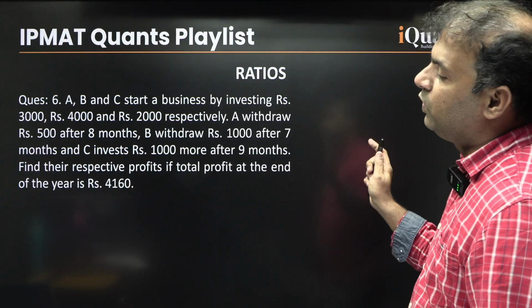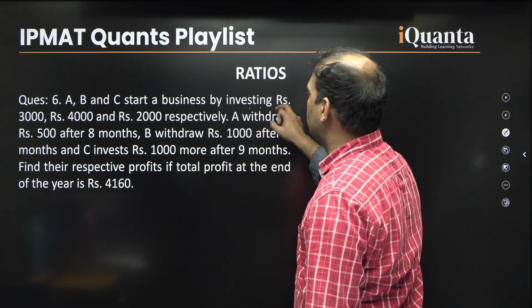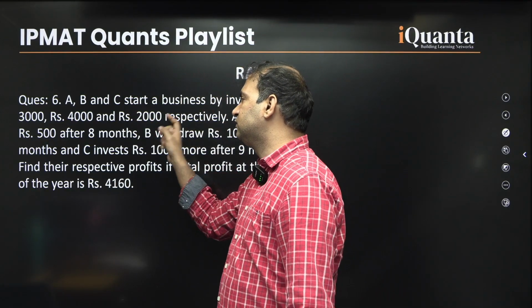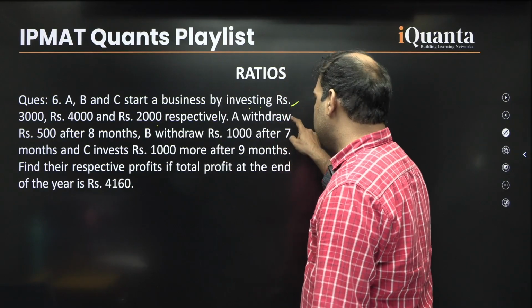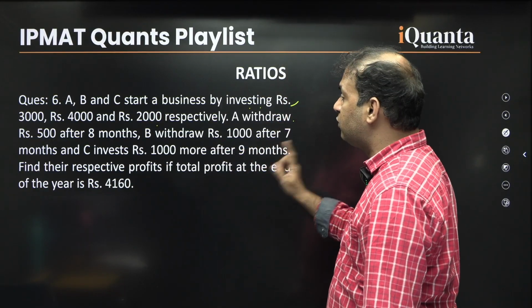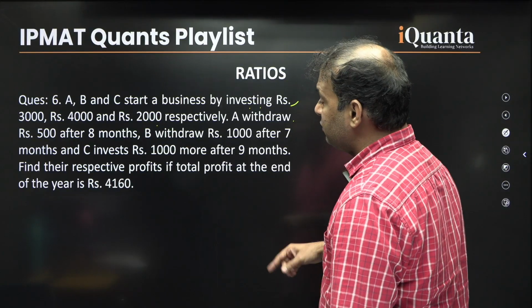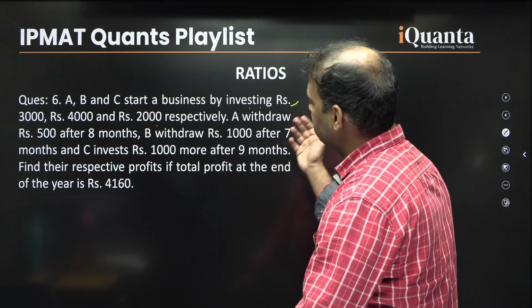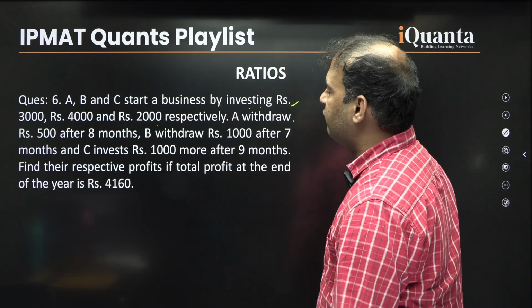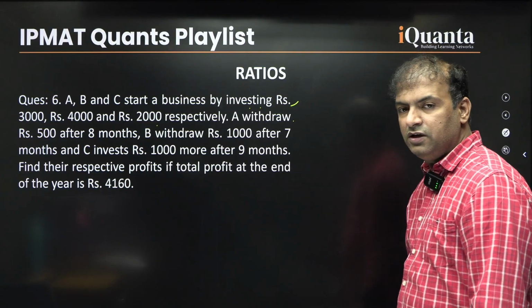The question says that there are 3 partners A, B and C who start a business by investing rupees 3000, 4000 and 2000 respectively. Mr. A withdrew 500 after 8 months. Mr. B withdrew 1000 after 7 months and Mr. C invested rupees 1000 more after 9 months. We have to find their respective profits if the total profit at the end of the year is given as 4160 rupees.